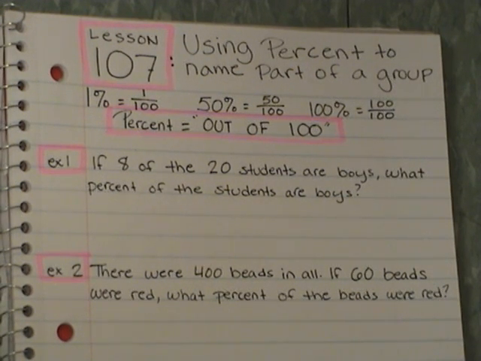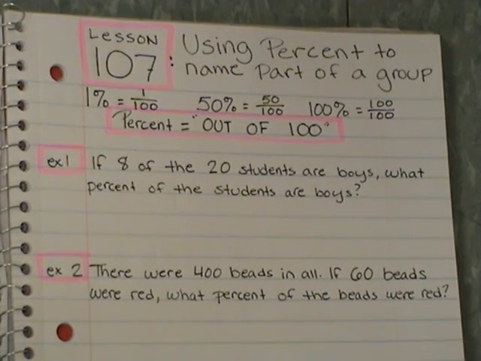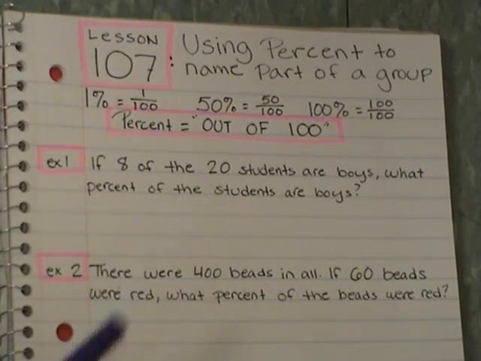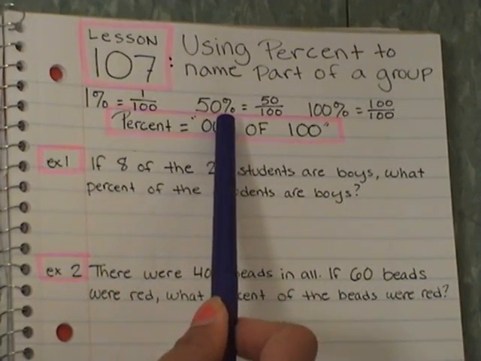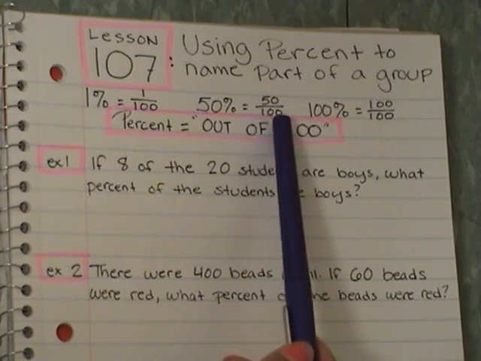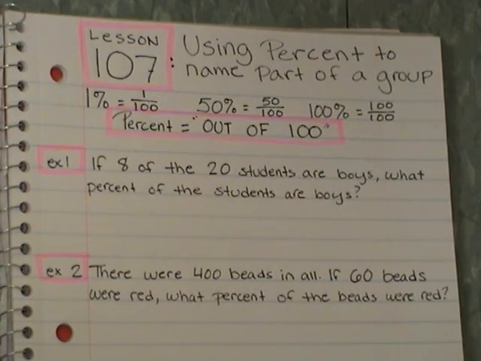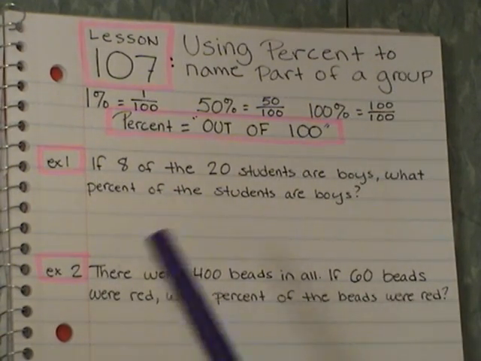Like fractions, percents name parts of a whole. We have used fractions many times to work with percents. So we always know that the denominator is 100. I wrote down at the top a few common percents and what they look like as fractions. If I have 1% of something, I have 1 out of 100. If I have 50% of something, I have 50 out of 100. If I have 100%, it's all there. I have 100 out of 100.